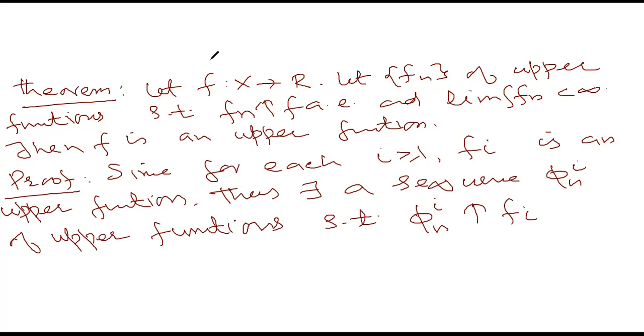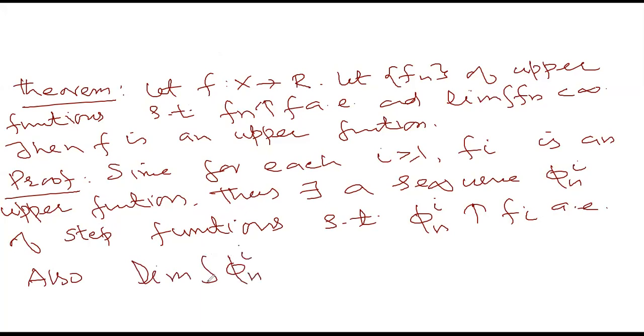fi is an upper function, and for this upper function we have a sequence of step functions such that phi n,i increases to fi almost everywhere. Also the limit of the integral of phi n,i as n approaches infinity is finite. So each fi has a generating sequence. Let's suppose that phi n,i, n runs from 1 to infinity, is the generating sequence for fi.